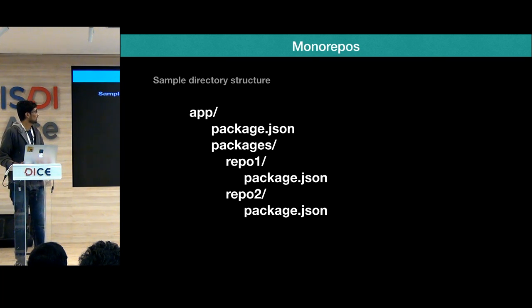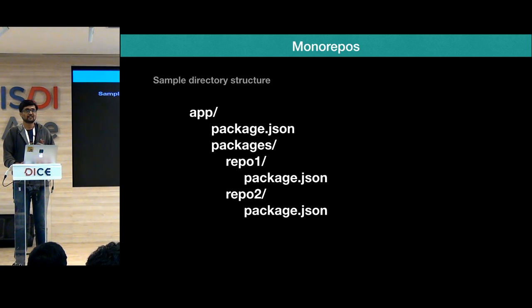This is how a monorepo can work. The repos defined inside, such as repo 1 and repo 2, are considered as a monorepo, and they have their own package.json file, with their own dependencies co-located. And we have the top-level package.json file. Okay, that's the changes that we are seeing.